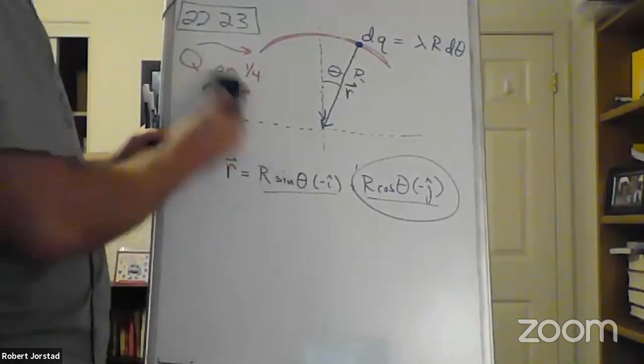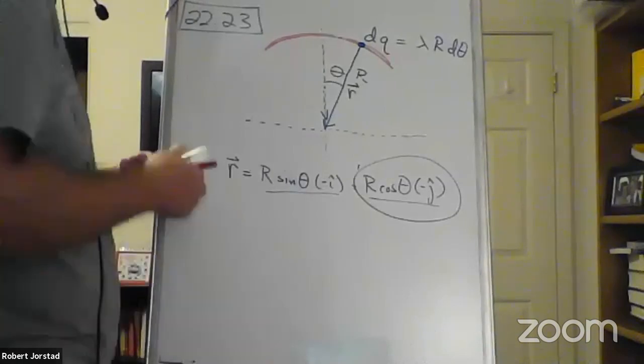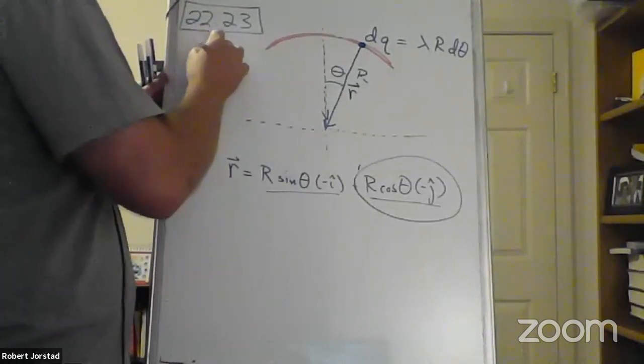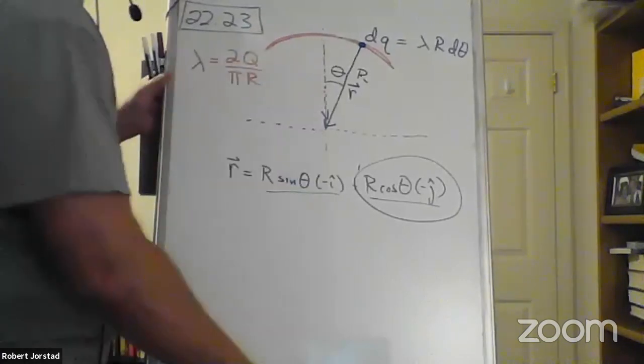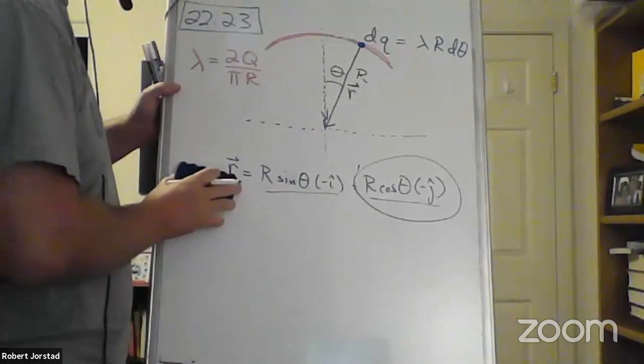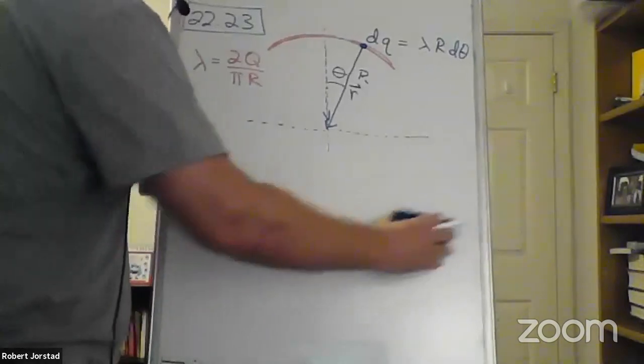So I just forgot what I wrote down there. So I'm going to write this up here. Lambda was 2q over, what was it, pi r? And then I know I don't need that, but okay, I think I can have that memorized.